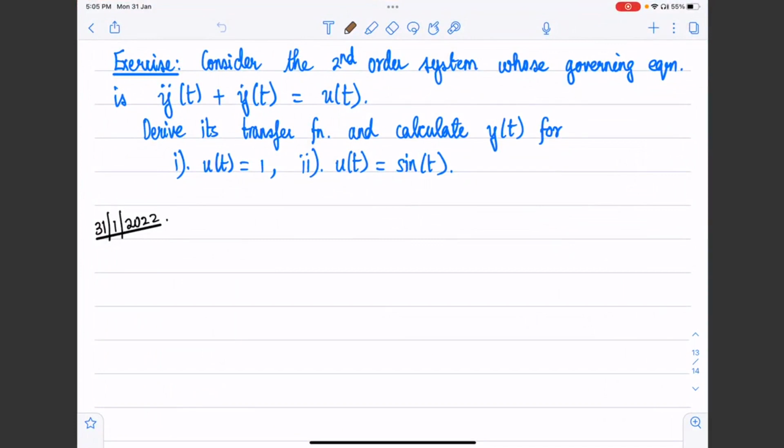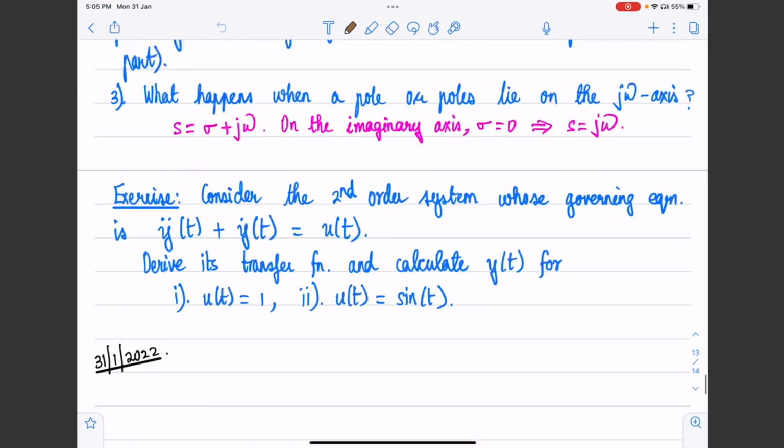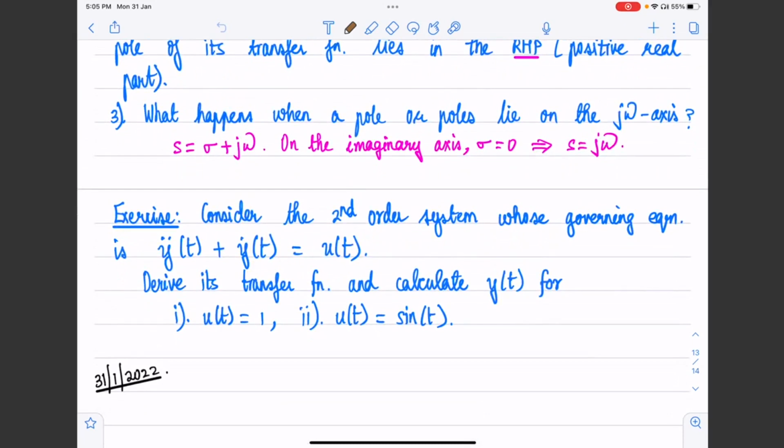So we were looking at what happens to the system stability when we have poles in the left half of the complex plane and the right half of the complex plane. And then I stopped with the question as to what happens when a pole lies on the j omega axis, right? That's where we stopped. So let's try to answer that question today.